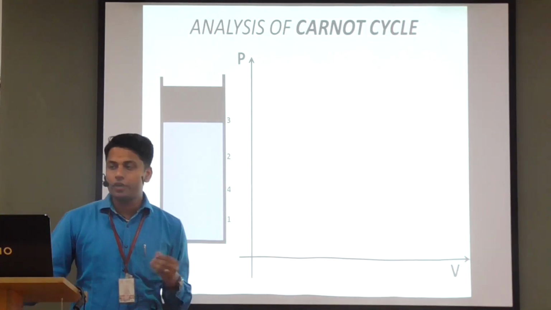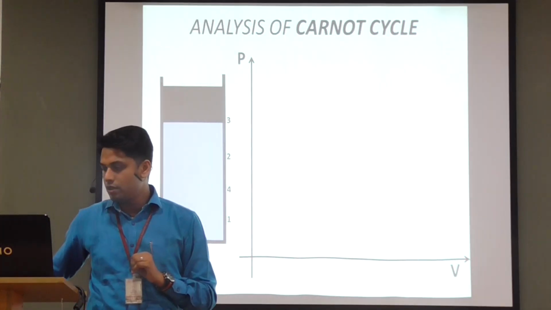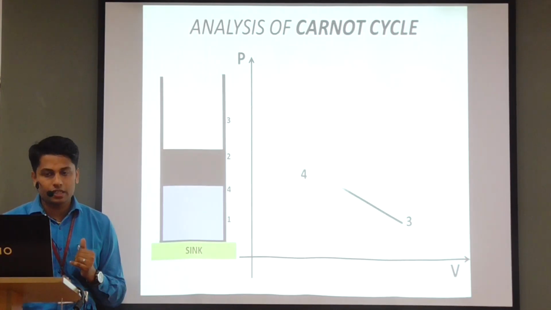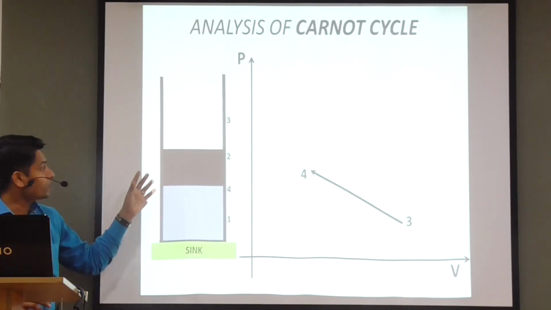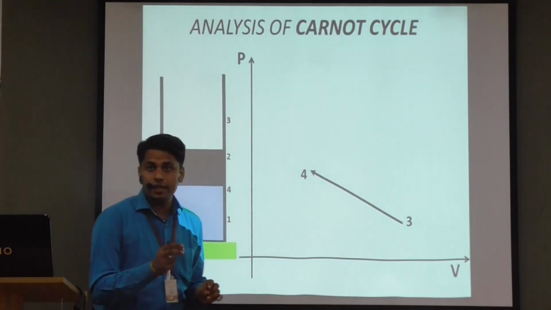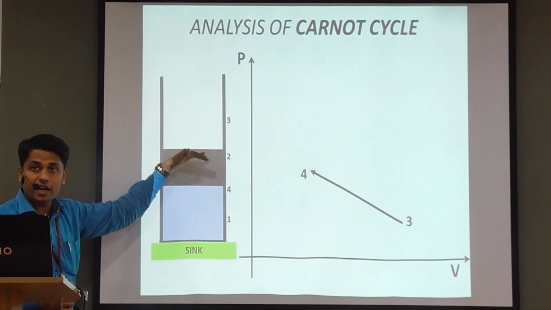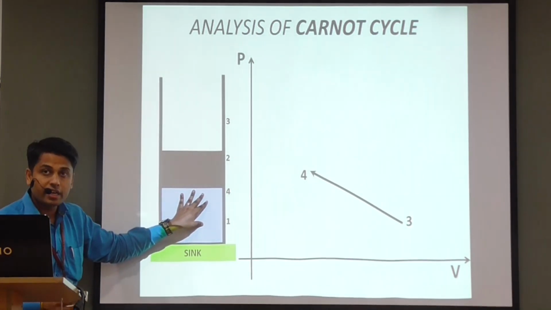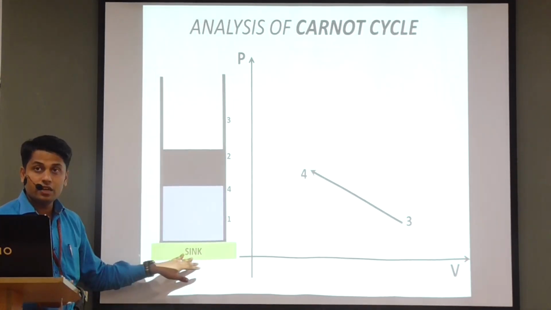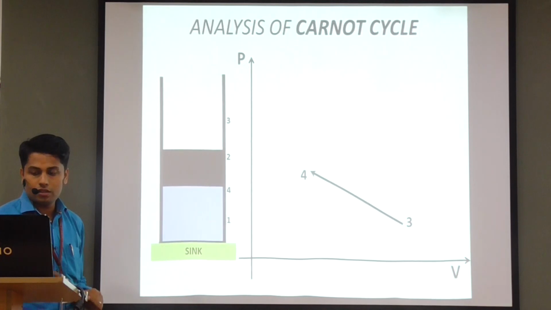Now coming to the analysis of the Carnot cycle. As we have already explained, there are 4 processes in a Carnot cycle. The first one is the isothermal compression. As you can see, it is represented using a piston cylinder arrangement, and this process 3 to 4 is a constant temperature process. While compressing in a piston cylinder arrangement, the temperature inside the chamber increases. But in order to keep this temperature constant, there should be a sink which compensates this increasing temperature dT by absorbing the heat from the chamber.